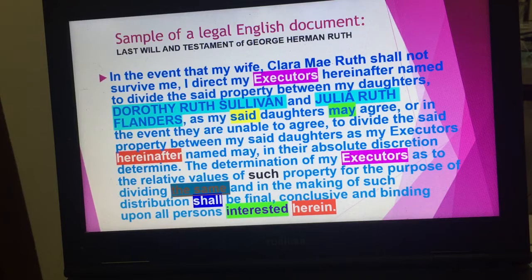But it's important in the line before last, which is final, conclusive, and binding. Final means they have the last word on the distribution and the dividing. Conclusive means it concludes everything. And binding means it is obligatory. It's a must upon all persons that are mentioned, and they are of interest in this document, like his wife and the two daughters as a second party.